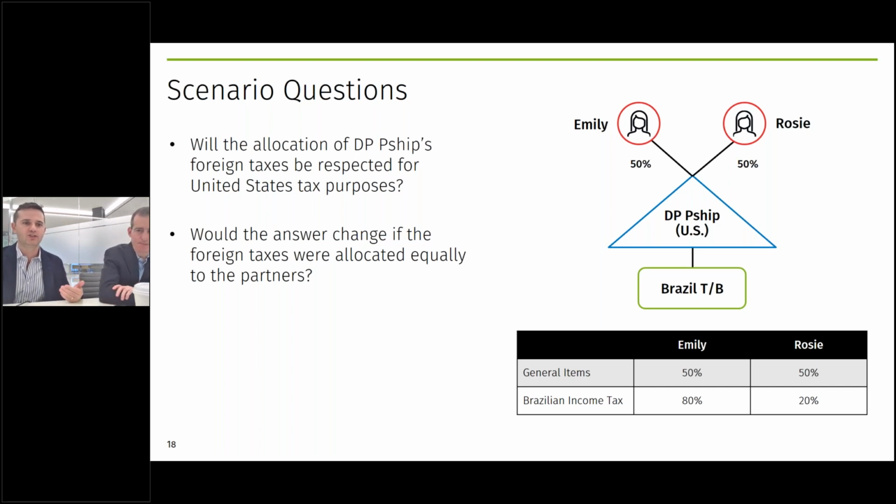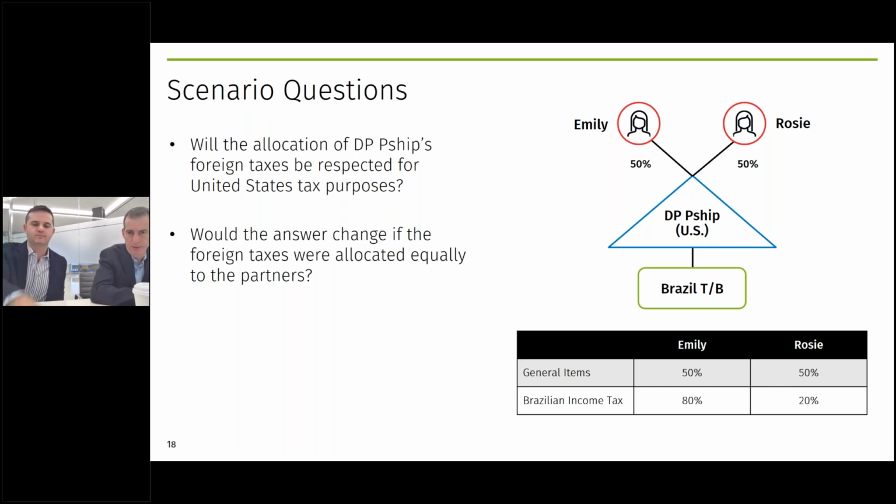Now, the question is, are we okay if we allocate it equally? Well, yeah, because that does follow the income. That's what we're supposed to do. We're meant to put the foreign taxes in the same proportion as you have that category of income. So yeah, that's what you have to do in this scenario.